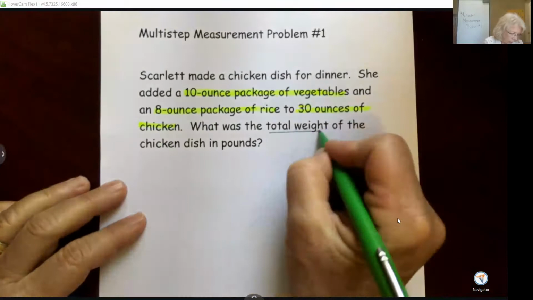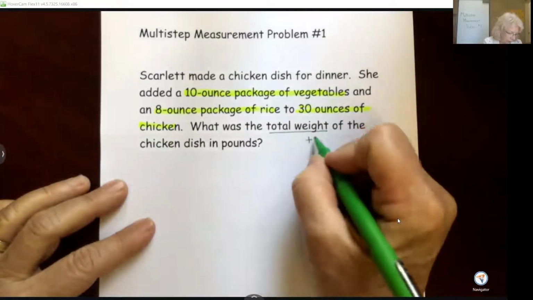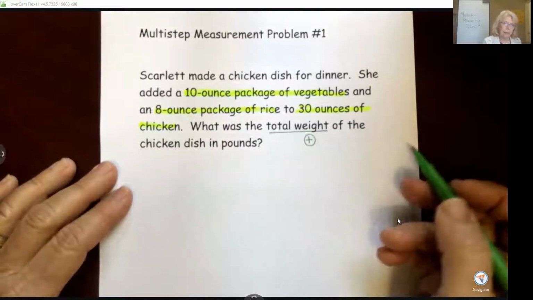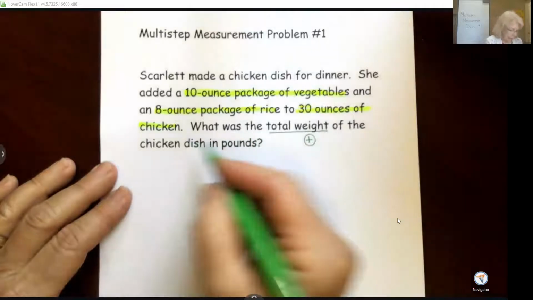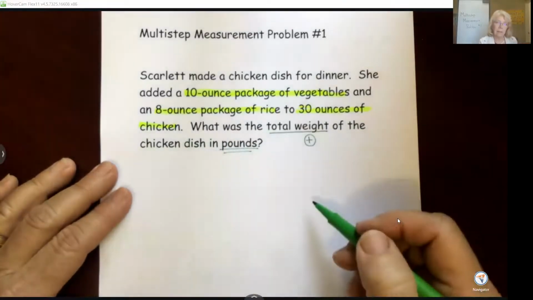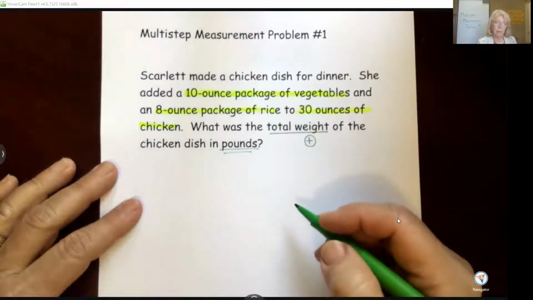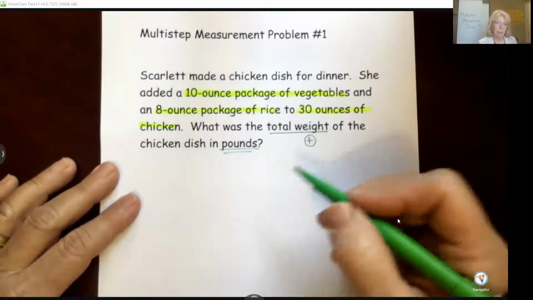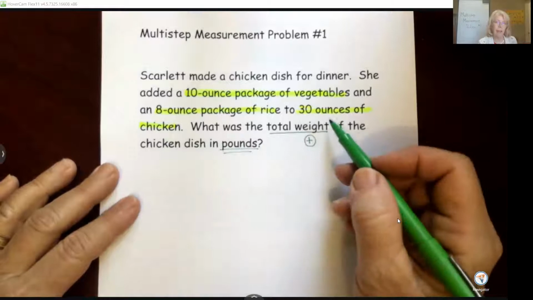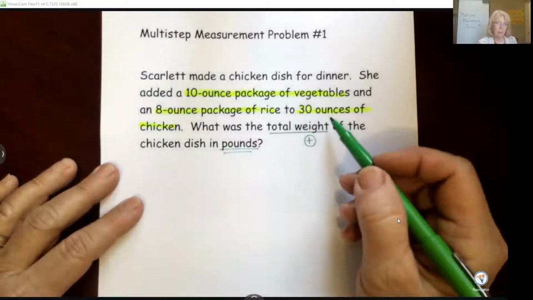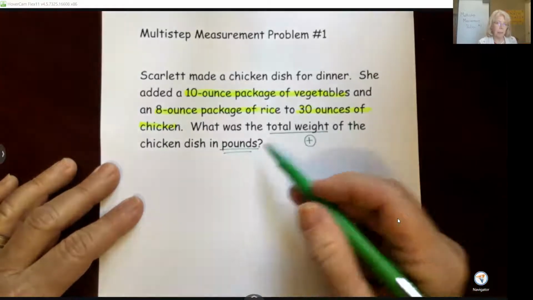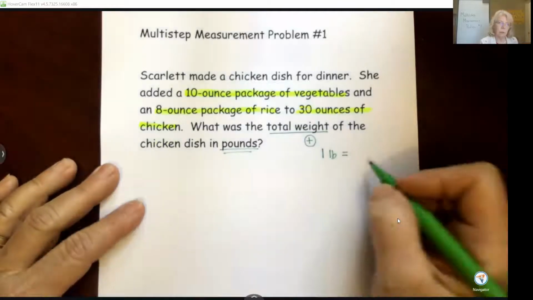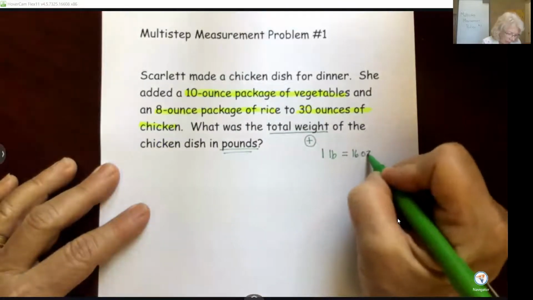Total weight tells us probably we're using addition at some point to add up the prior weights. And then it asks what the total weight is in pounds, but it's given to us in ounces. So that gives us a hint that we're doing at least one conversion. If we're converting, we need to think of our relationship. We have pounds and ounces, and this goes back to our earlier videos. This is where you need to remember or look up your relationship, and in this case, 1 pound is equal to 16 ounces.